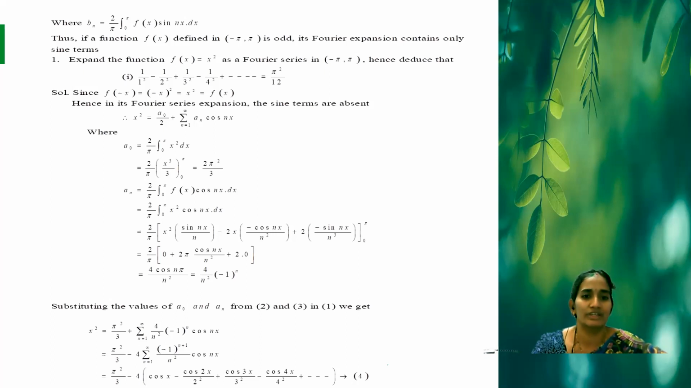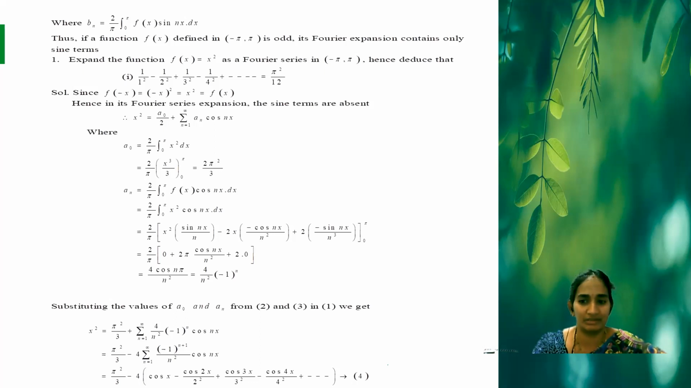So we write the formula f of x equal to a naught by 2 plus summation n equal to 1 to infinity an cos nx. Here we only find the a naught and an values and substitute in this equation. We get the solution. Where a naught equal to, you know the formula, 2 by pi, since it is an even function, in the interval minus pi to pi we write 2 times 0 to pi. 2 by pi integral 0 to pi x squared dx equal to 2 by pi.